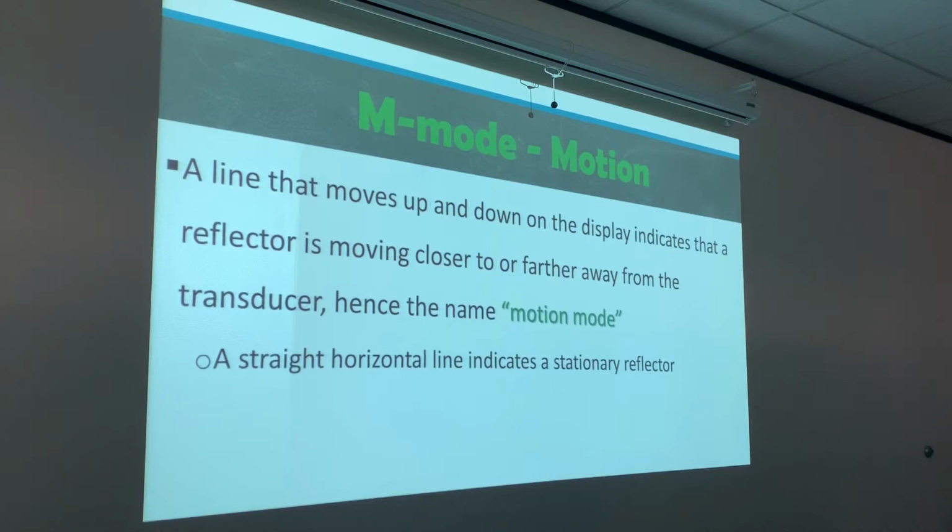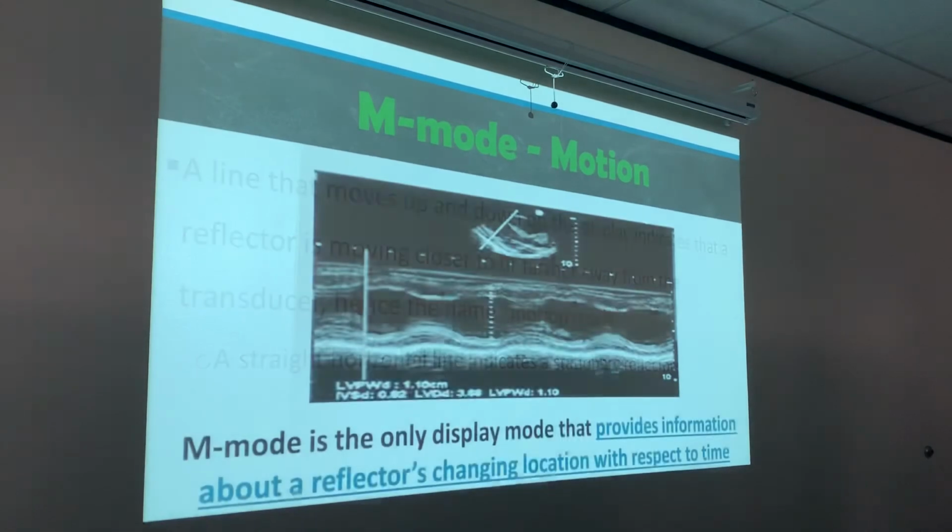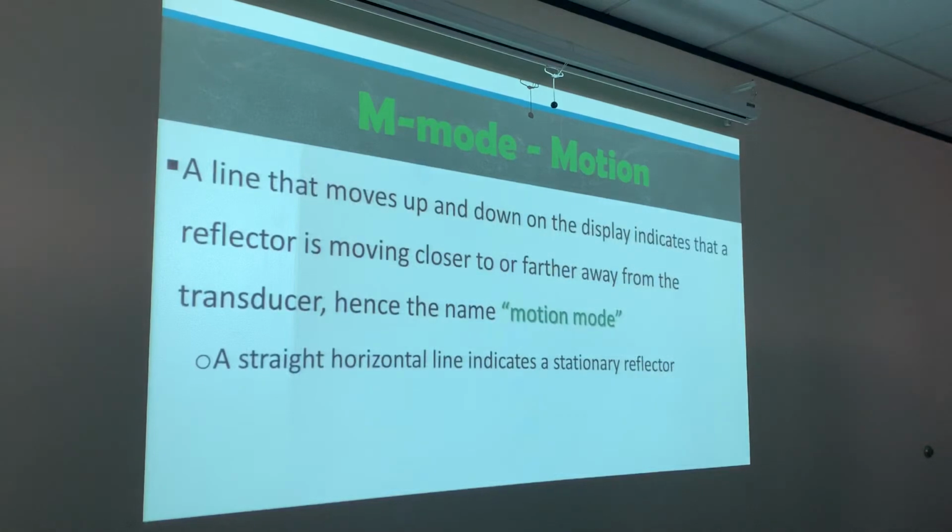Okay, so in M mode again, it has everything to do with determining the reflector's depth with respect to time. Okay? A line that moves up and down on the display indicates that a reflector is moving further or closer away from the transducer. Of course, if you see that line being represented deeper, right here, it is moving away from the transducer, right? This is our transducer up here. So this line right here is representing deeper. This line right here will be representing closer to the transducer, okay? If that structure is moving. Hence the name motion mode.